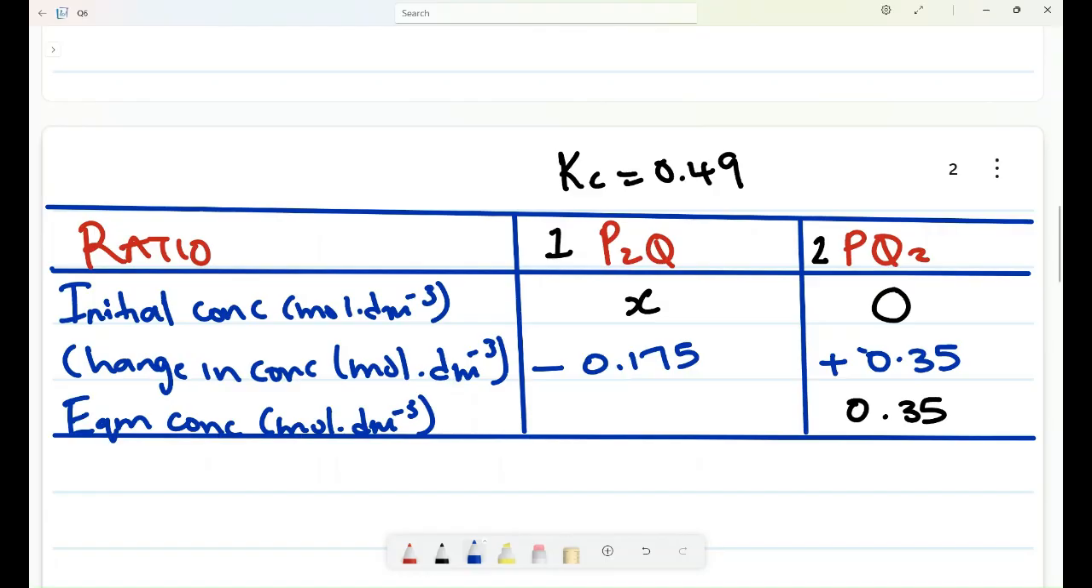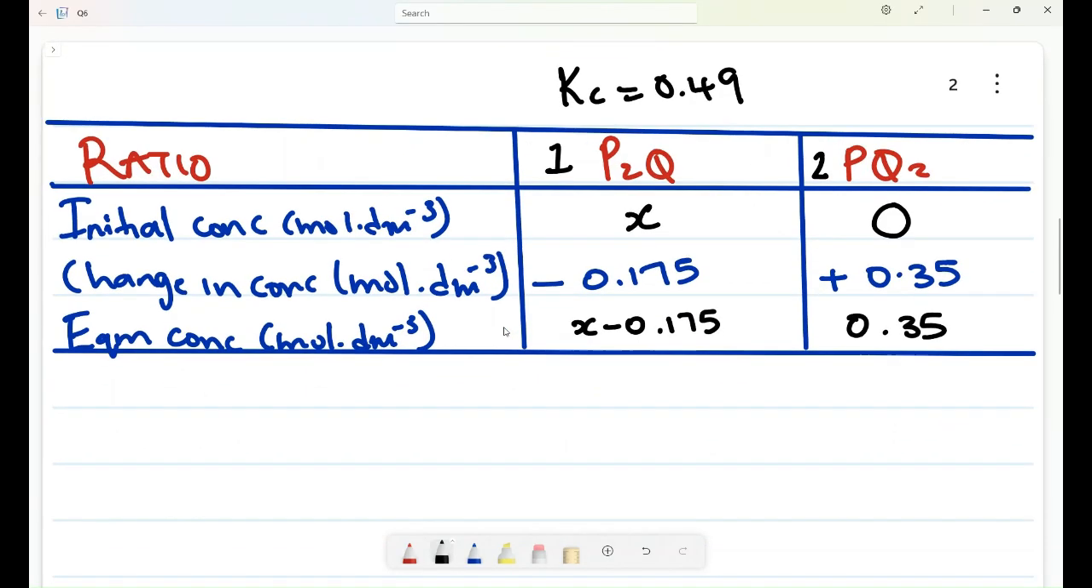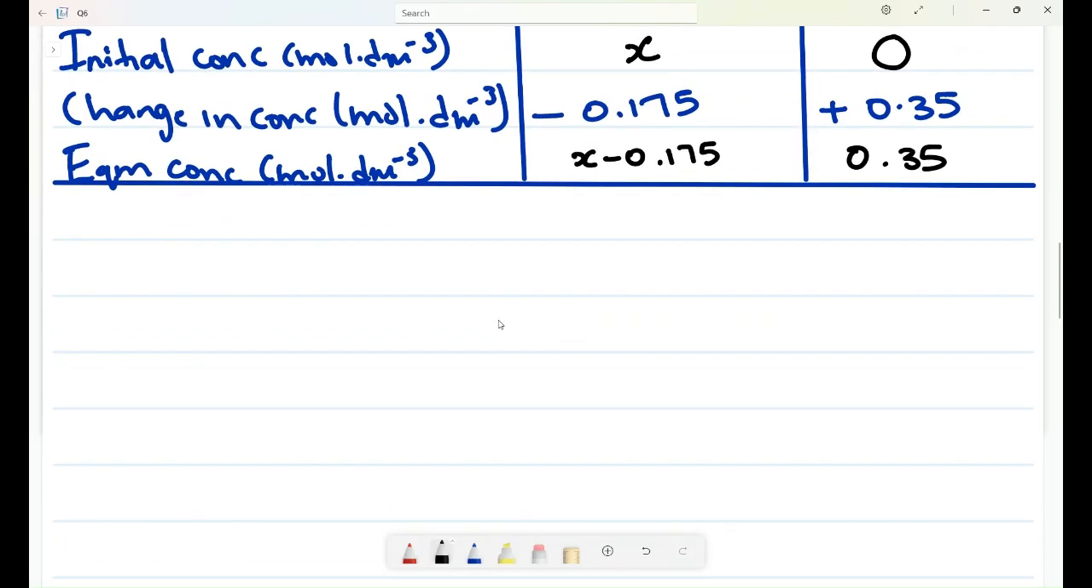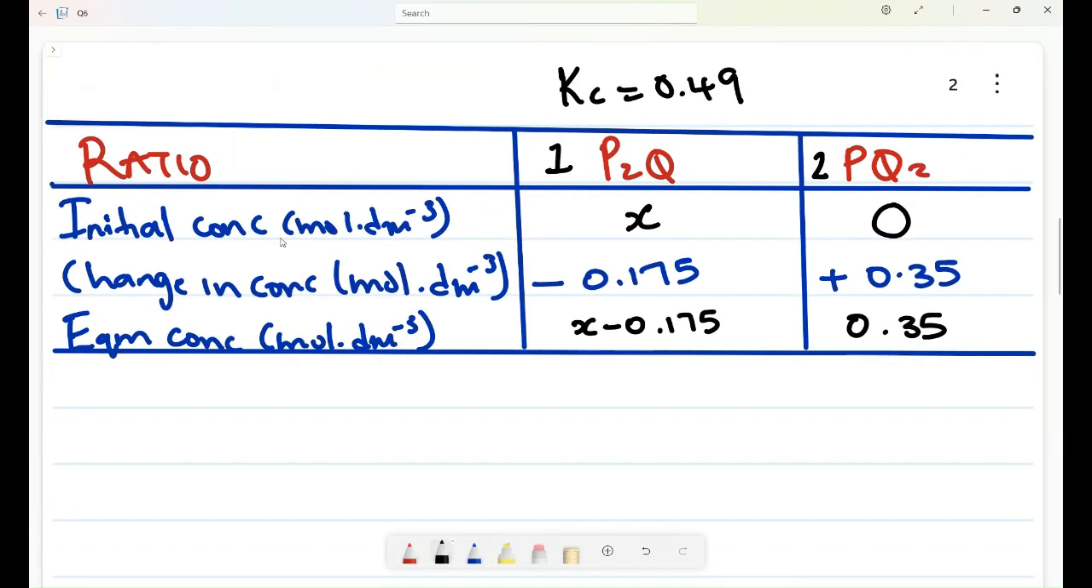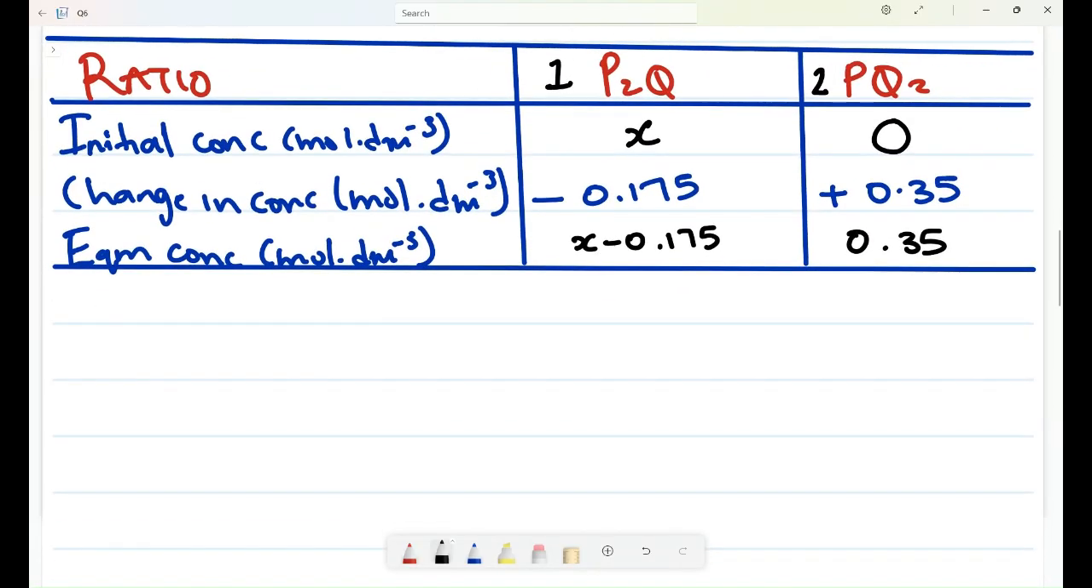I want to believe that's the correct answer, 0.175. Now, what is the change here? Can you agree with me now? The change is going to be x minus 0.175. Okay, this is going to be the change now. Sorry, the equilibrium concentration. Sorry, I'm just disturbed.